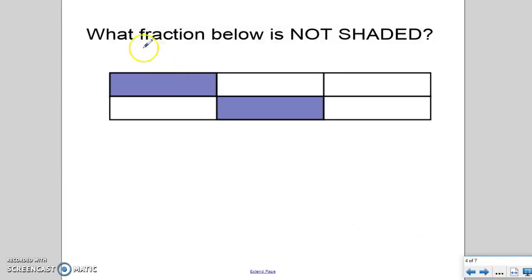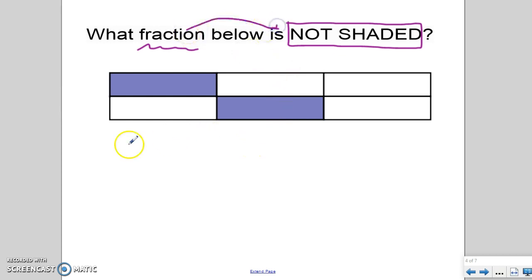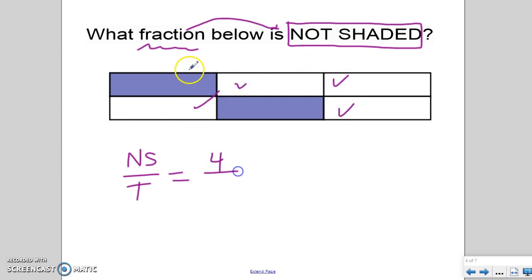Again, we're looking for the question in particular to pay attention to. So here it says what fraction below is not shaded. And I can tell you that if you don't read carefully, you would probably give me a numerator of 2 because 2 pops out as what's shaded. But here we're looking for not shaded. So we're actually looking for how many are not shaded out of the total. And so not shaded would be 1, 2, 3, 4 are not shaded out of 1, 2, 3, 4, 5, 6 total. So my final answer, the fraction that's not shaded, would be 4/6.